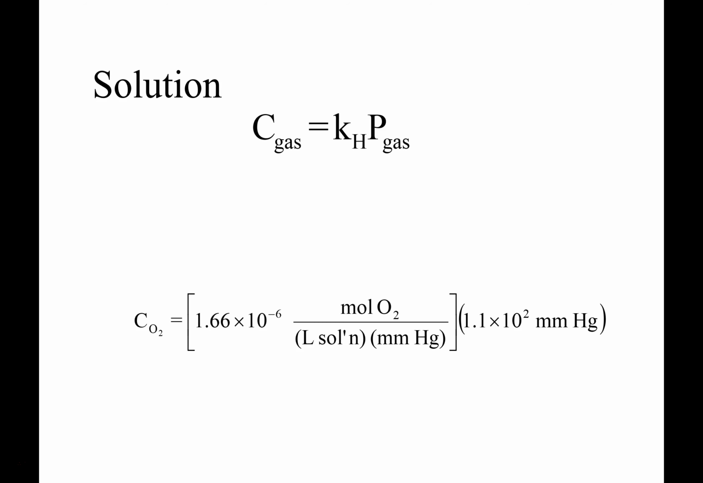So go ahead and let units cancel and round to 2 sig figs, and you end up with the solubility 1.8 times 10 to the minus fourth, and units would be moles of O2 per liter of solution. And this is where we have to remember that if it's dilute, not very concentrated, and the solvent is water, dilute aqueous, that's the same thing as milligrams per liter.